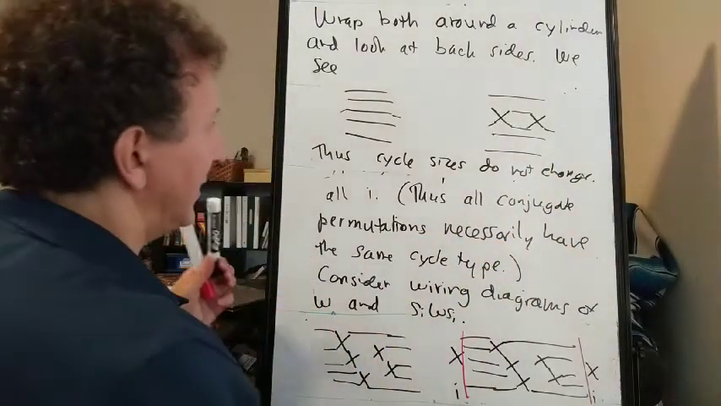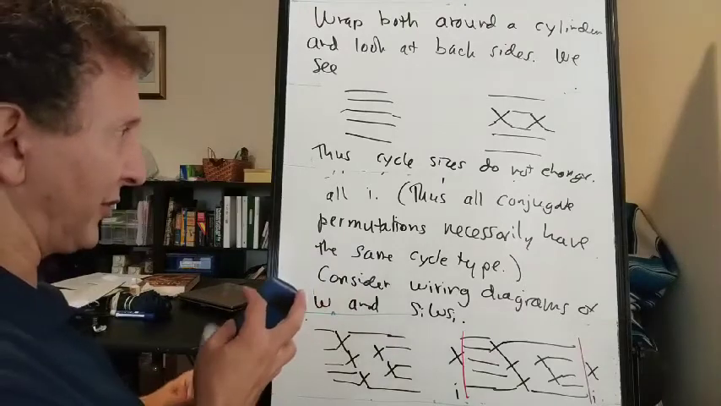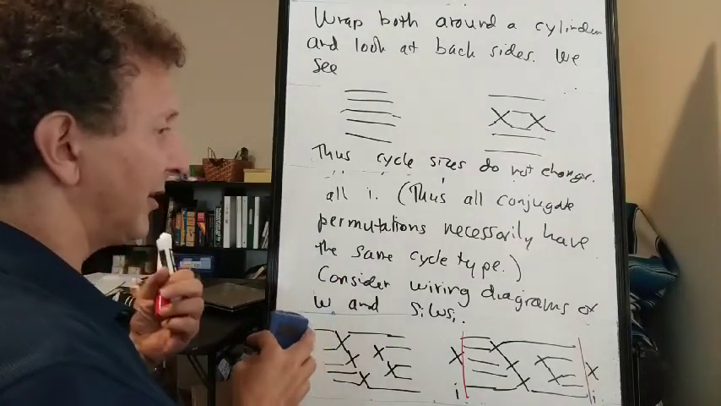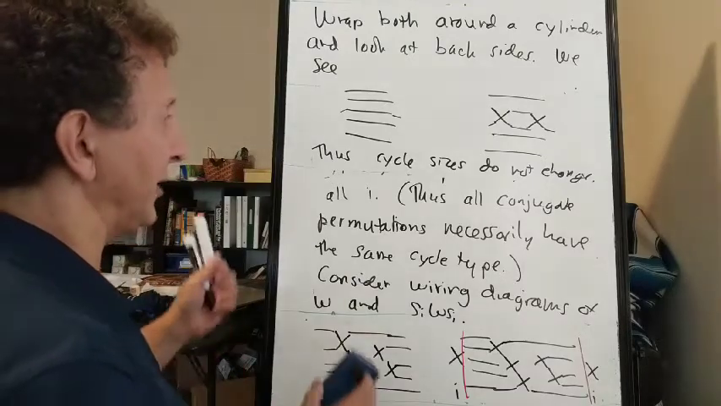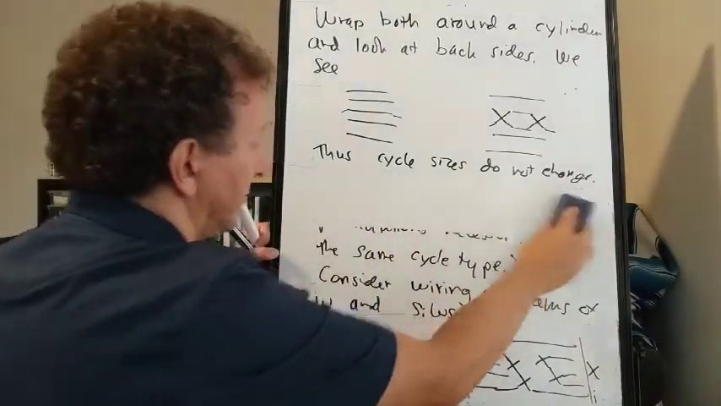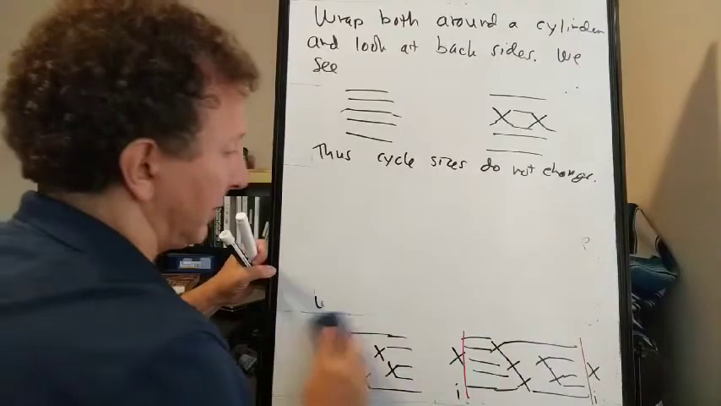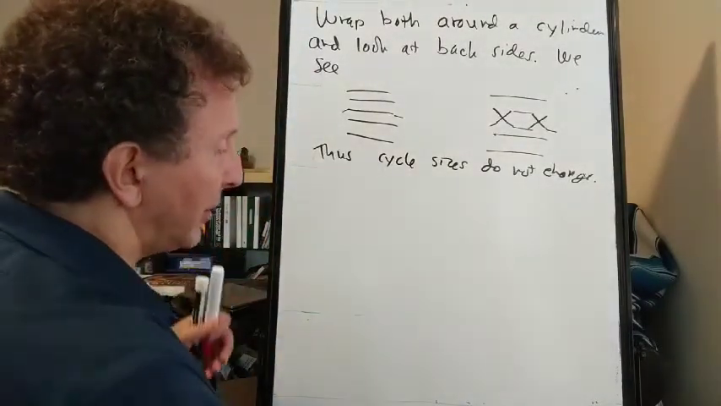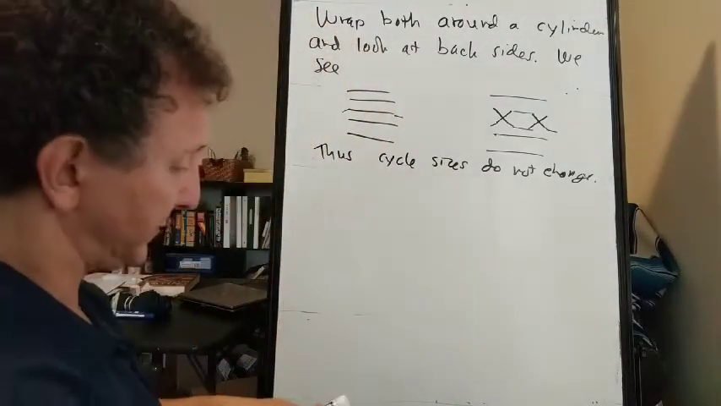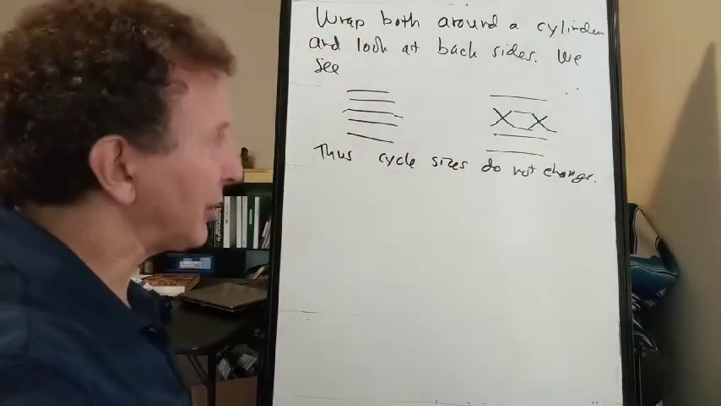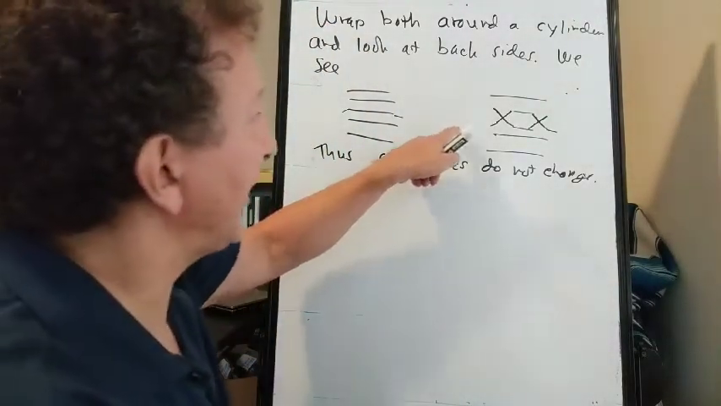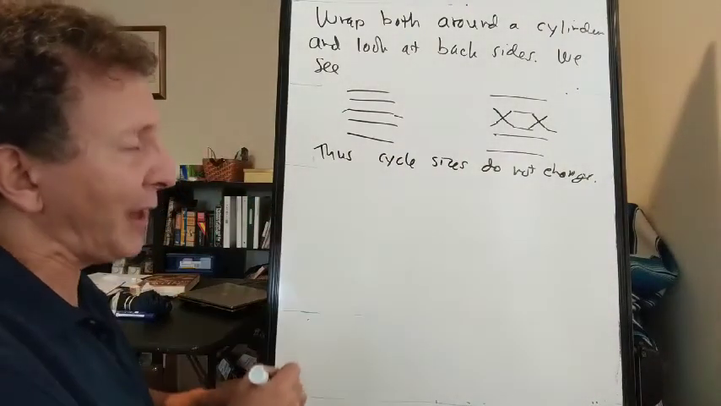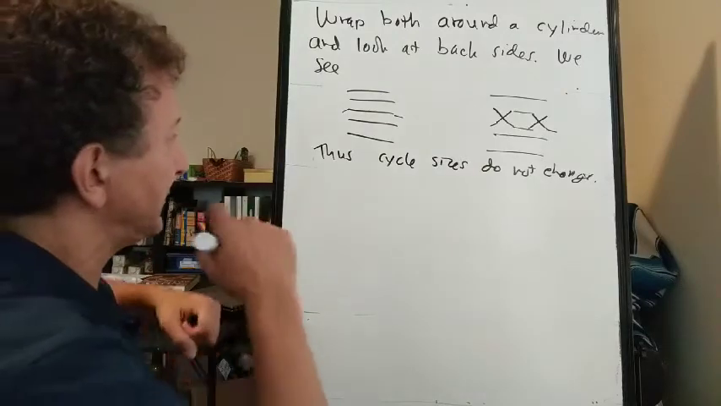So that proves one direction. If two permutations are conjugate, then they have to have the same cycle size. All right, to prove the other direction, we have to look a little more closely at what this conjugation by SI does. We can do that with the wiring diagram also.